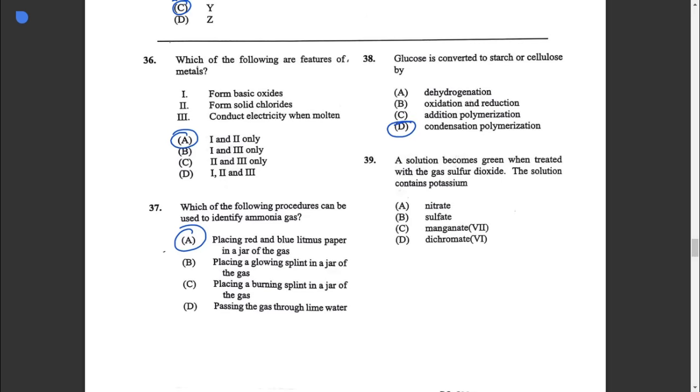39. A solution becomes green when treated with the gas sulfur dioxide. The solution contains potassium dichromate. Potassium permanganate is purple, and it would move from purple to colorless if it were potassium permanganate. But potassium dichromate, which is orange, is an oxidizing agent, so when it undergoes reduction, it changes from orange to green.